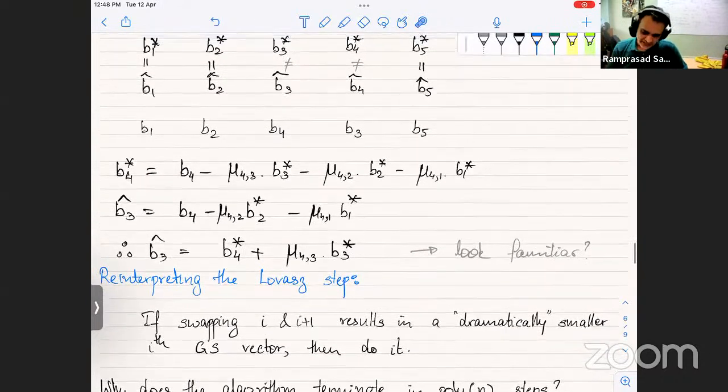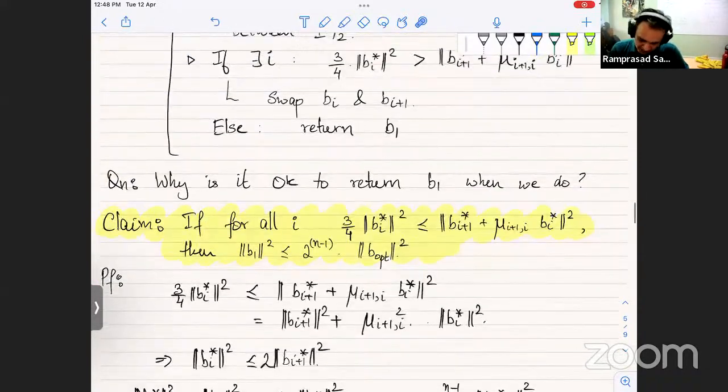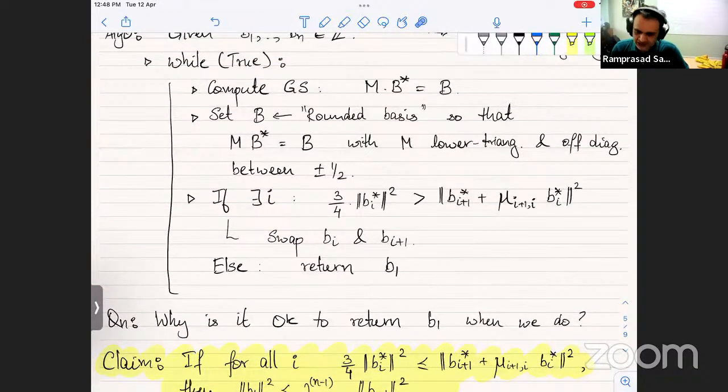Okay, so that's another way of reinterpreting what Lovasz says. You could rewrite this algorithm to basically say, swap I and I plus 1 and do Gram-Schmidt. If it so happens that the ith vector is substantially smaller than the old ith vector, by that I mean smaller by a factor of 3/4, then this swap is useful. So do the swap and proceed. You keep doing this as long as there is a useful swap to do. And because you're making some Gram-Schmidt vector smaller all the time, hopefully there is some global progress that you're making towards coming up with smaller and smaller vectors. That's the rough intuition.